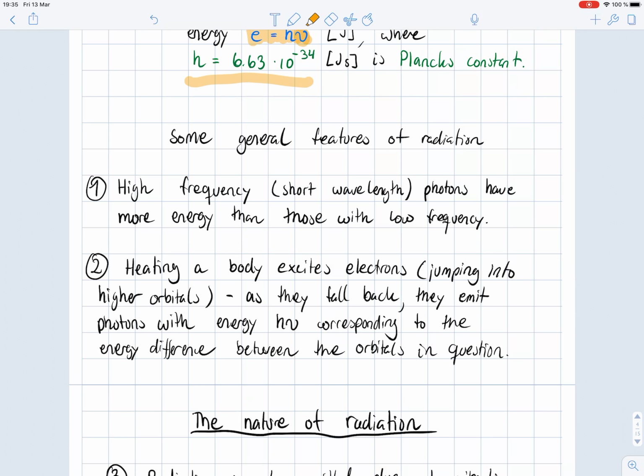On to some of the general features of radiation. One important point is that high frequency or short wavelength photons, and why I say this is that, well, c equals lambda times nu. So if you have a high frequency, then your wavelength has to be low if the speed of light is to stay constant, right? So high frequency or short wavelength photons have more energy than those with low frequency, and we also see that from the energy perspective, where we said that the energy equals Planck's constant, which is a constant, times the frequency, so energy is directly proportional to frequency.